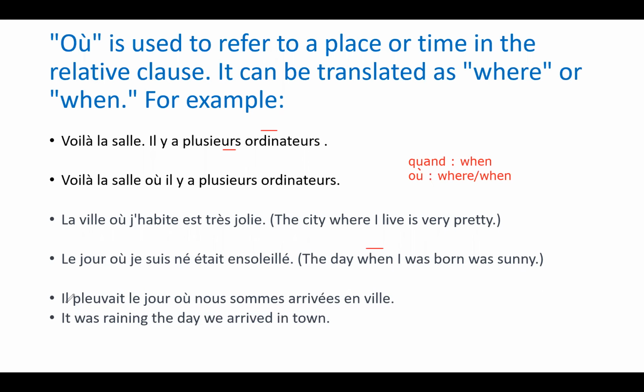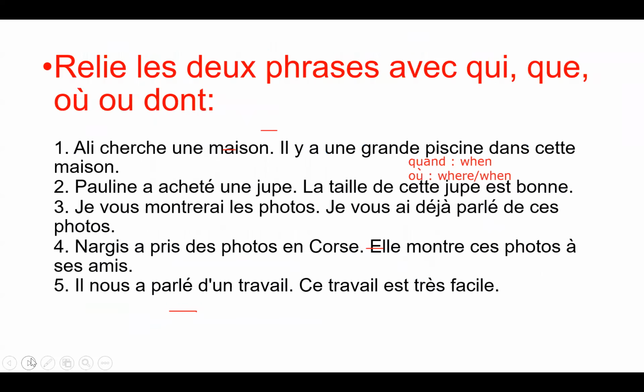Now here this one is: it was raining the day we arrived in town. Il pleuvait le jour où nous sommes arrivés en ville. So we can say here, où is not where, où is here when. So it was raining the day when we arrived in the town. Okay, so où is for place, where, and où we use for time also. So I hope this one is clear.